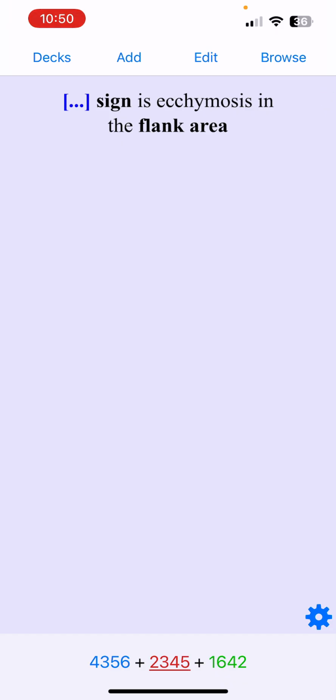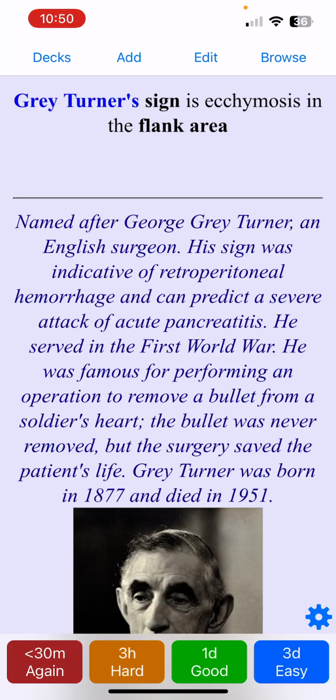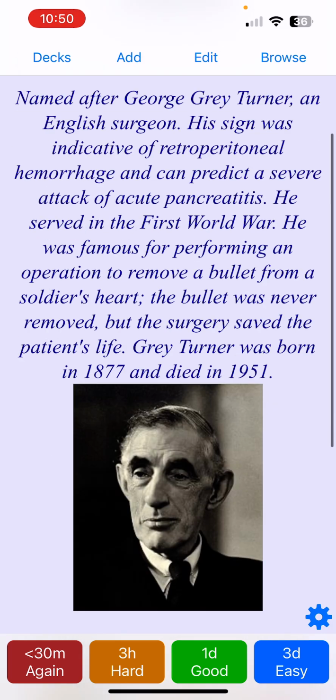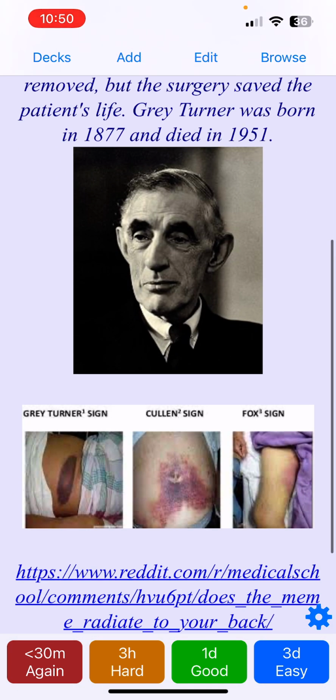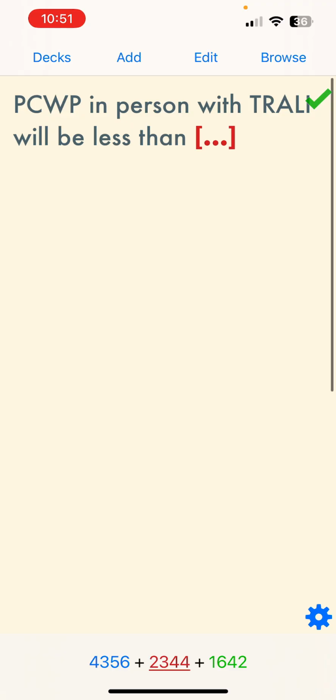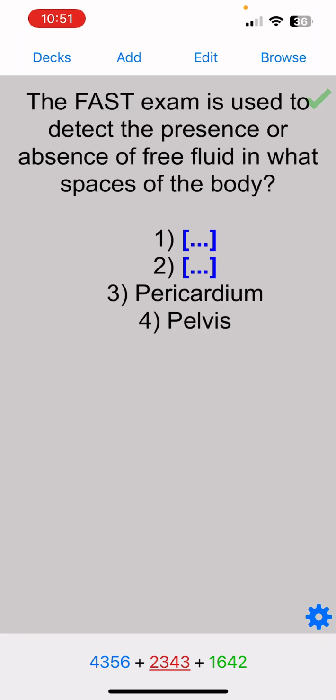What sign is ecchymosis in the flank area? Oh my gosh. Ecchymosis in the flank area. Oh, jeez. Grey Turner sign? It's probably the other one. It's Grey Turner sign. Nice. What's the other one though? There's Grey Turner sign. There's Cullen's sign. Okay, Cullen's sign. That's the one I couldn't remember. But yeah, Grey Turner has. Ooh, it's been a while since I've learned that. Wow. Anki really knows to pull back up questions that you haven't done in a while.